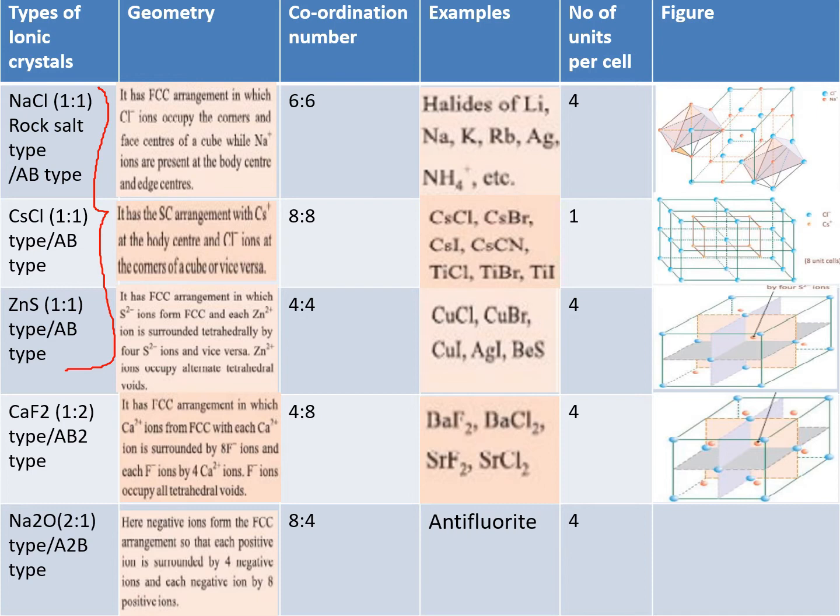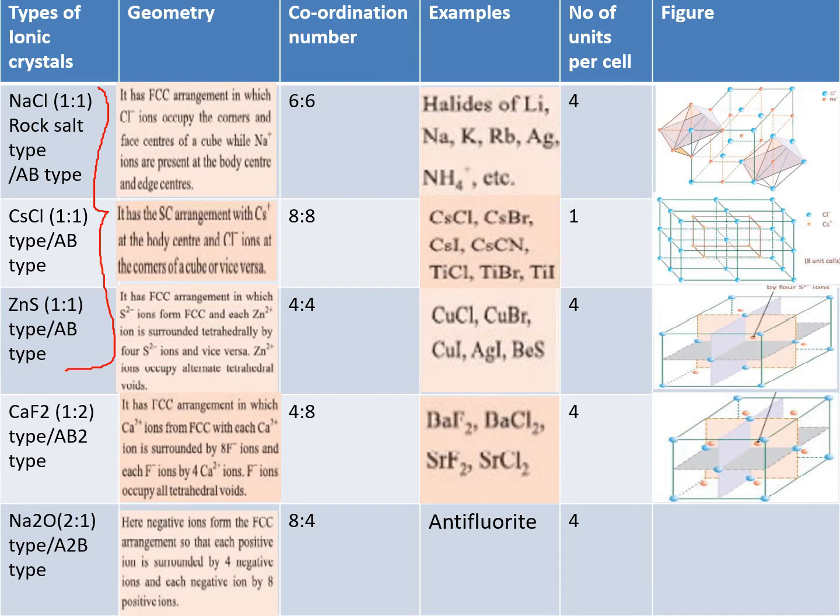Here the calcium fluoride, this is 1, this is 2. So 1:2. This is AB2 type. Otherwise we can say it as AB2. The coordination number is 4:8. Some of the examples I've given, and the number of units is 4 units.